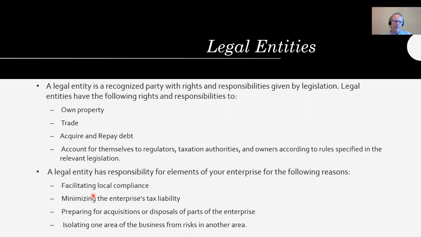And a legal entity has responsibility for elements of your enterprise because you want to facilitate local compliance. Important one here, minimize the enterprise's tax liability, prepare for acquisitions or disposal of parts of the enterprise, and isolate one area of the business from risks in another area. So these rights and responsibilities are obviously enforced through the judicial system. So business risks.